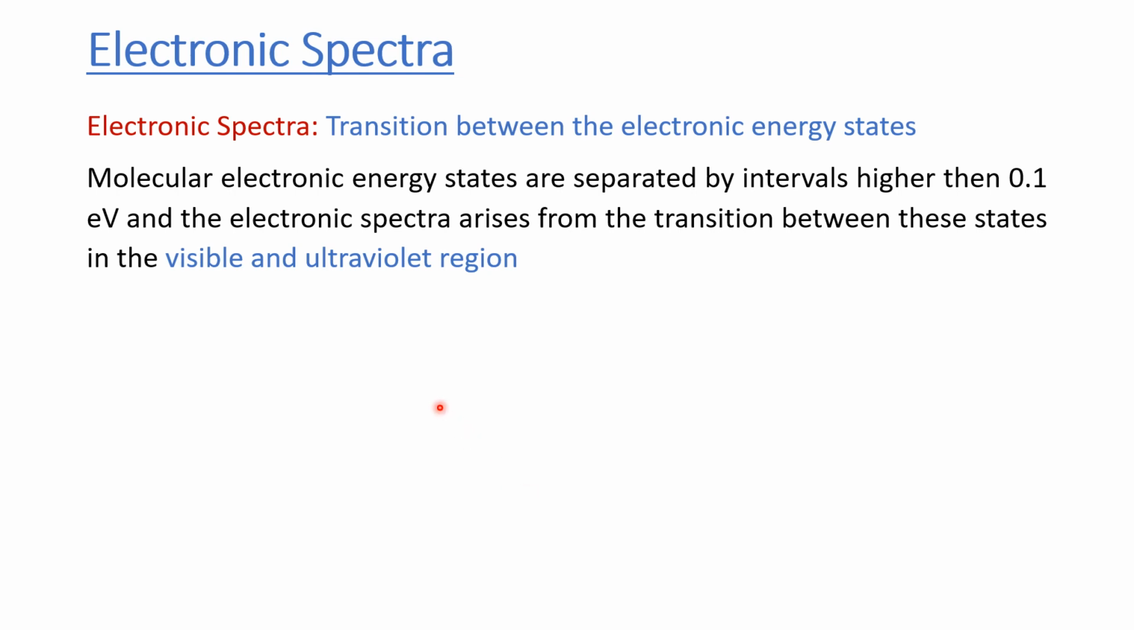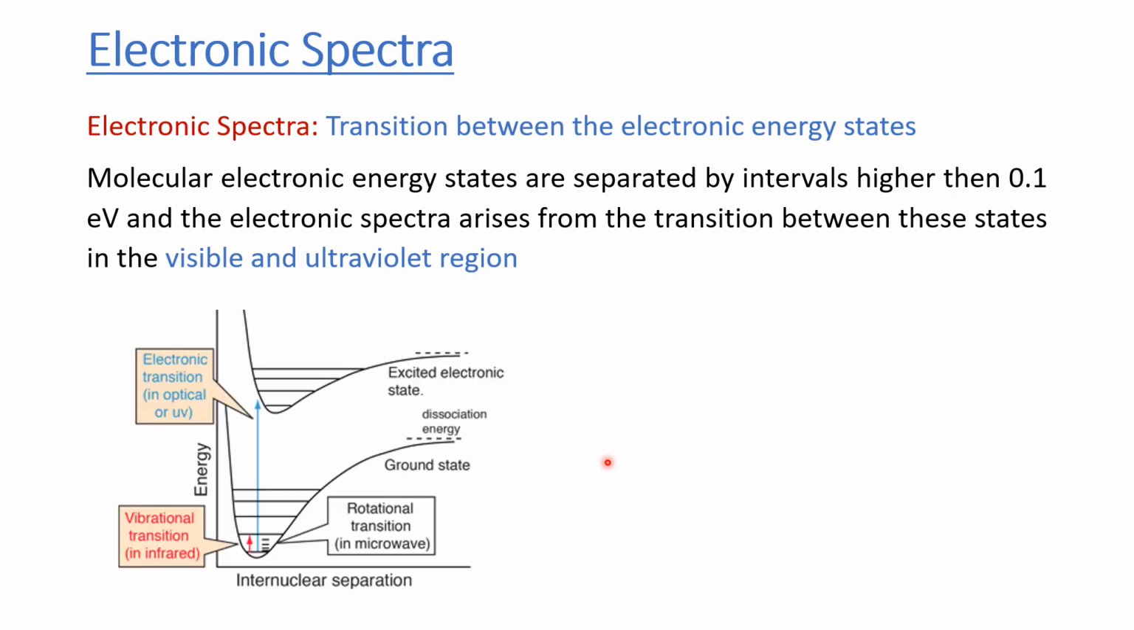Now we have the electronic spectra, and the electronic spectra is of course obtained as a result of transition between the electronic energy states. The molecular electronic energy states are separated by a larger interval, which is greater than 0.1 electron volt, and the spectra that arises from the transition between these is in the visible and in the ultraviolet region. So let's suppose this one is the lower electronic energy level, and this one is the upper electronic energy level.